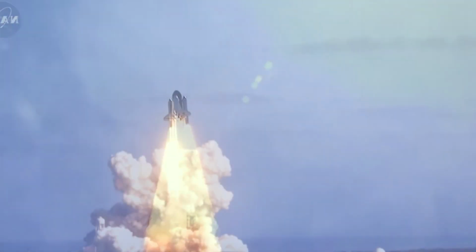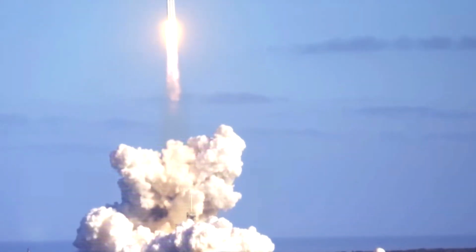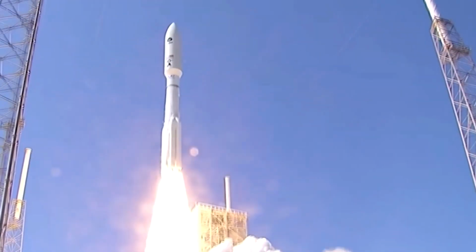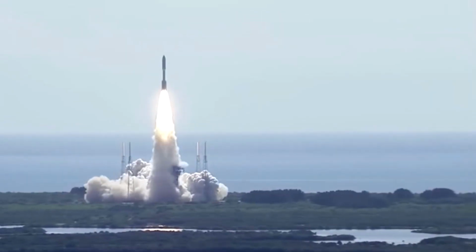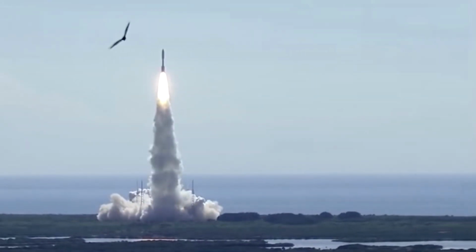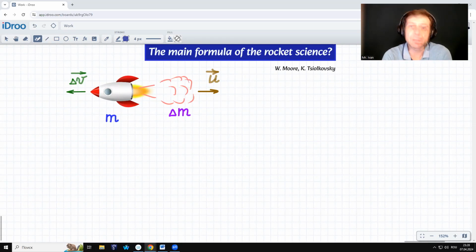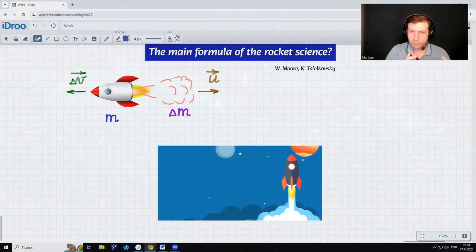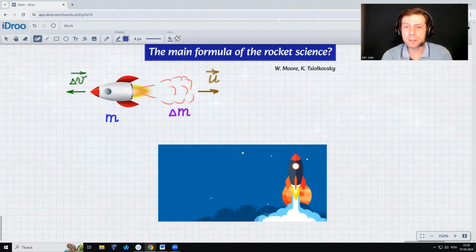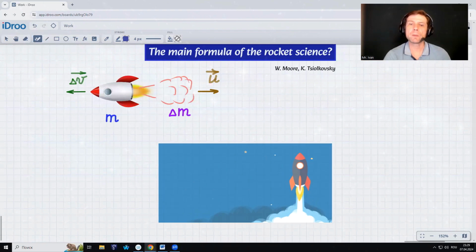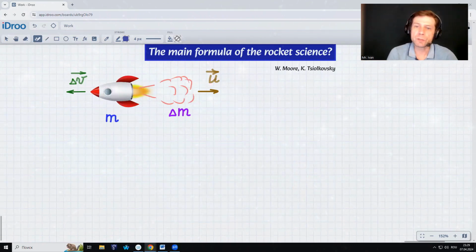Let's talk today about probably the main formula of rocket science. It's about the final velocity, or the final speed, which a rocket could achieve using the reaction type of propulsion. In this type of propulsion, a certain amount of gases is thrown away from the rocket with a certain velocity u in this picture.